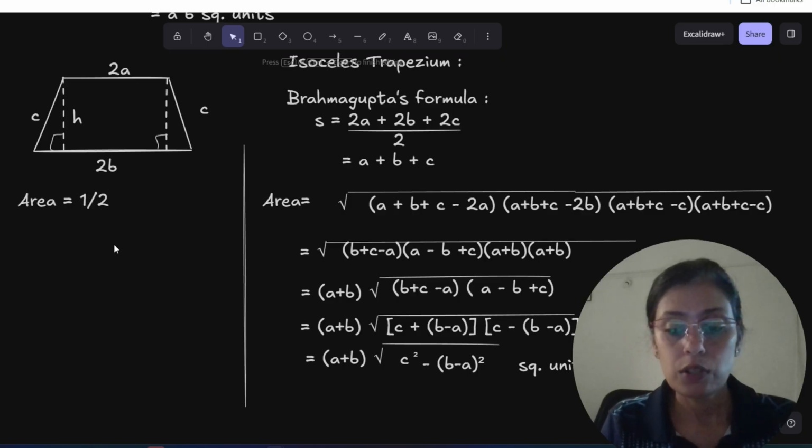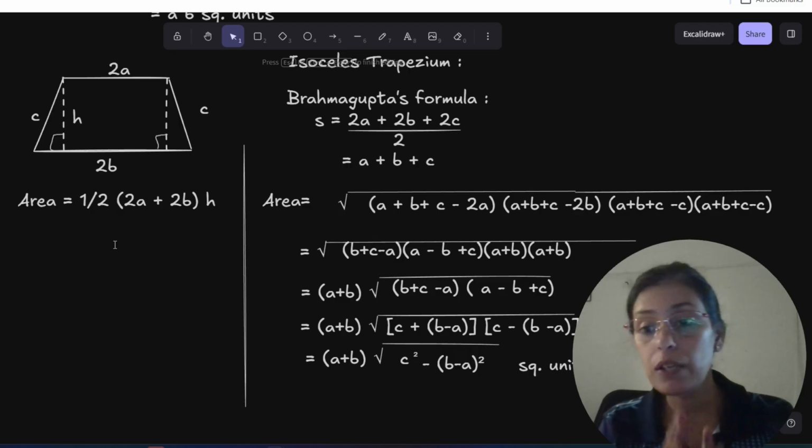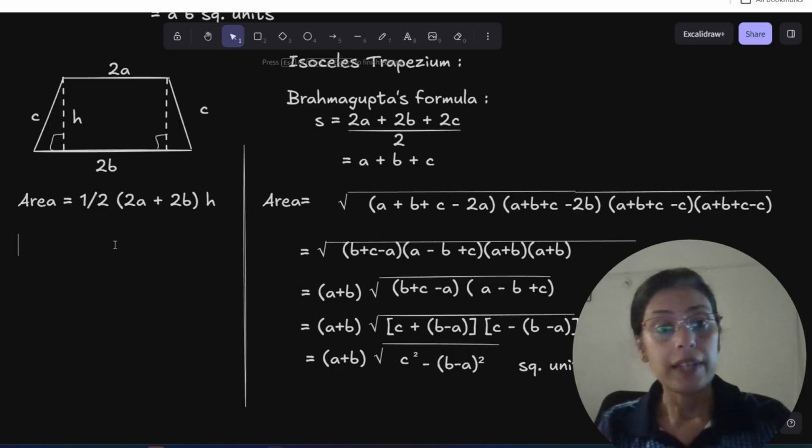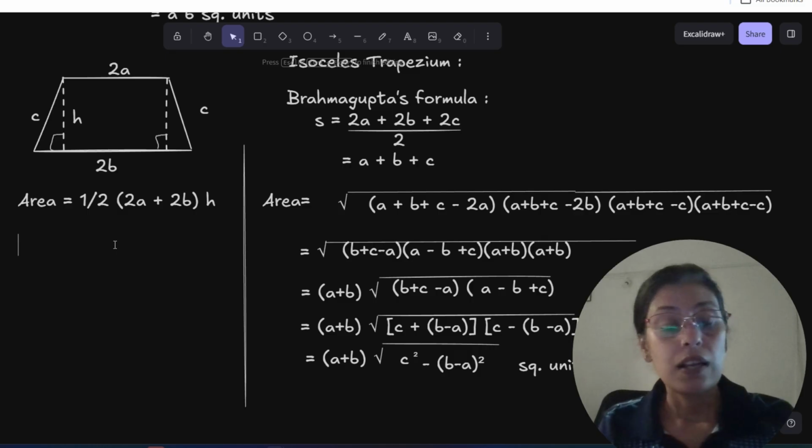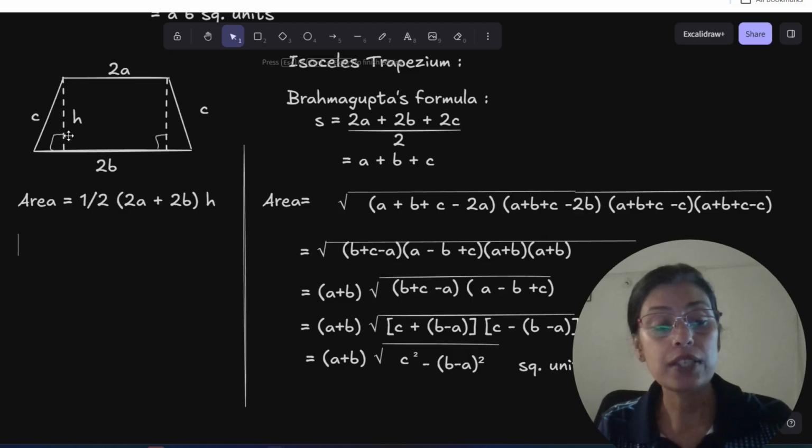half of the sum of parallel sides. So the sum of parallel sides is 2a and 2b, into the height of the trapezium, right? Now height is something which we don't know. As I said, we have been given only the lengths of the 4 sides. But we know here this h is perpendicular, right? And we can apply the Pythagoras theorem.